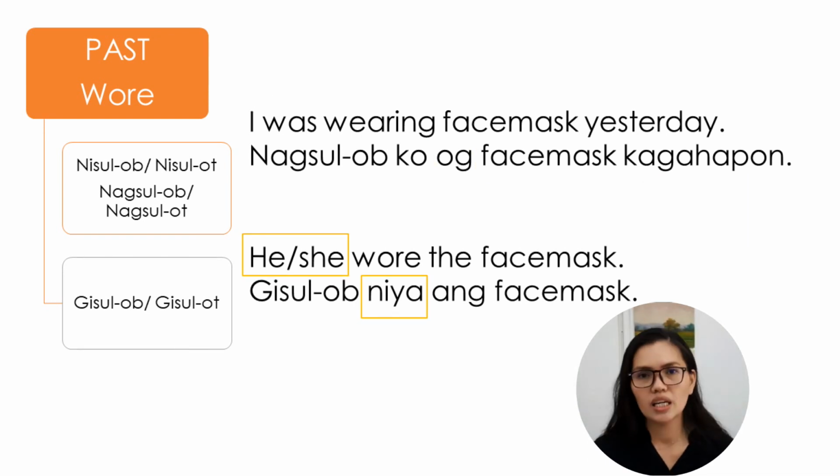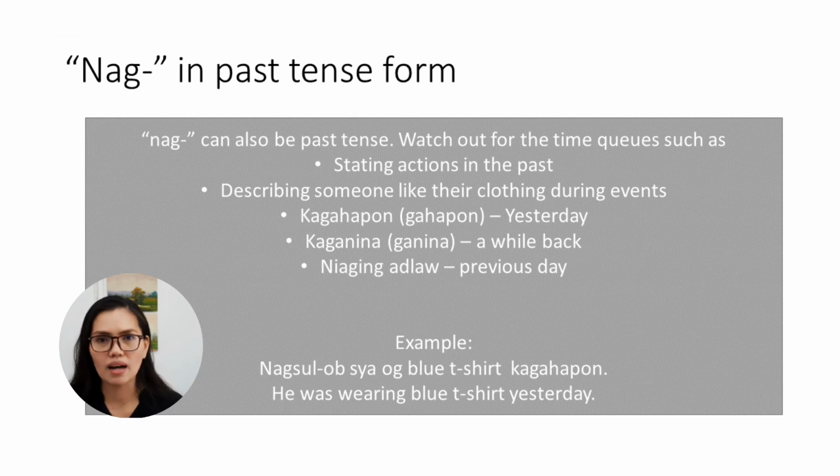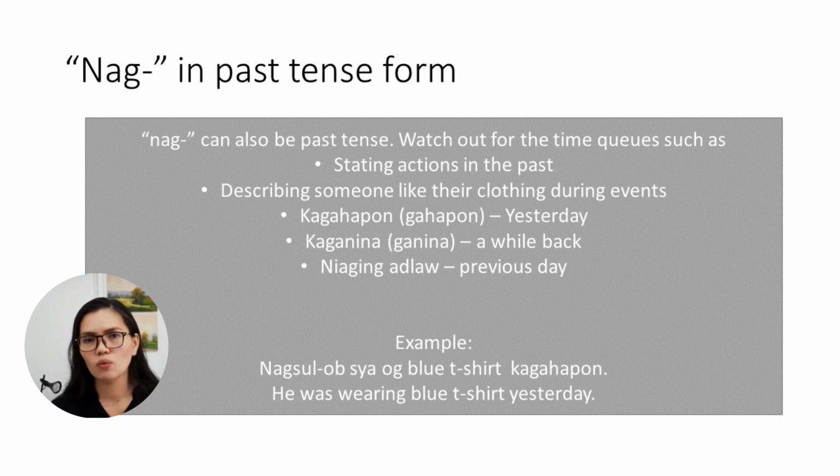Next example, we have he or she wore the face mask. Gisul-ob niya ang face mask. He or she is niya. Wore is gisul-ob. Ang here is a subject marker. The nag can be used in past or present tense form. Watch out for those time cues, for example, when you're describing a person's clothing during that specific event. And we have other time cues. Kagahapon means yesterday. Kaganiha is a moment ago or a while back. And then we have niaging adlaw, which is previous day.